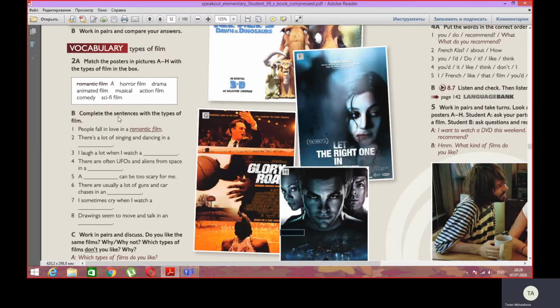And exercise number 2B, complete the sentences with the types of film. People fall in love in a romantic film. It's an example. There's a lot of singing and dancing in a musical. I laugh a lot when I watch a comedy. There are often UFOs and aliens from space in a sci-fi film. A horror film can be too scary for me. There are usually a lot of guns and car chases in an action film. I sometimes cry when I watch a drama. And the last one, drawings seem to move and talk in an animated film.